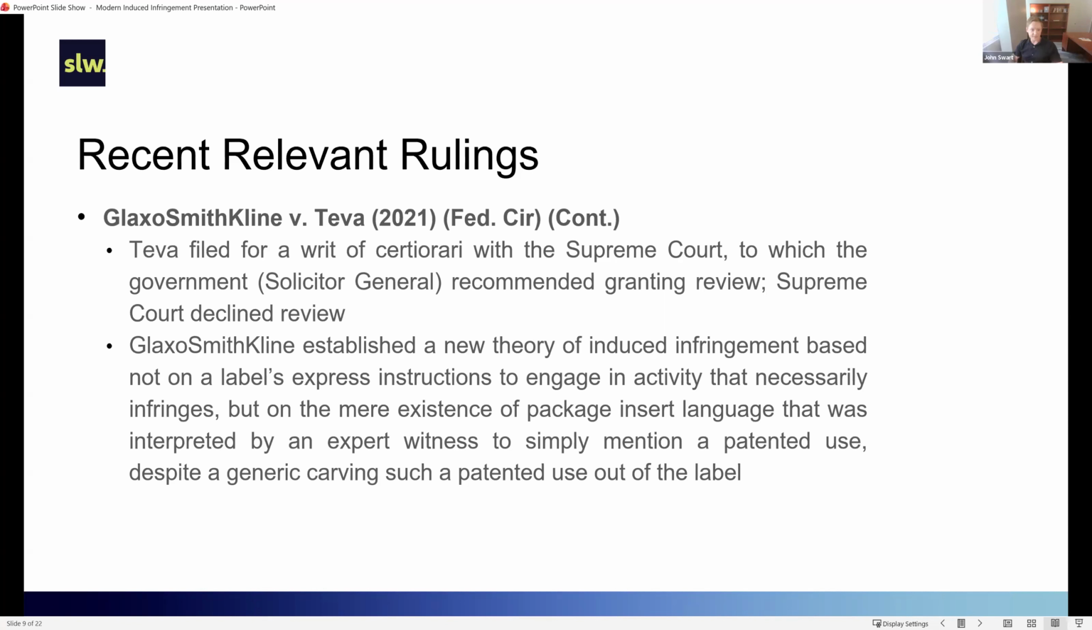So, just to summarize, GSK established a new theory of induced infringement based not on express instructions to customers to engage in patented activity, but merely on the package insert language and the interpretation of that in light of marketing materials, and in spite of the Section 8 carve-out via the Hatch-Waxman Act.